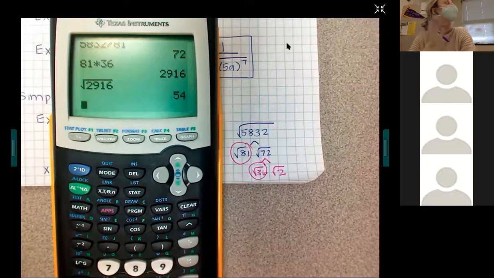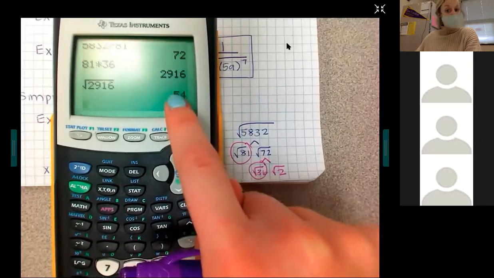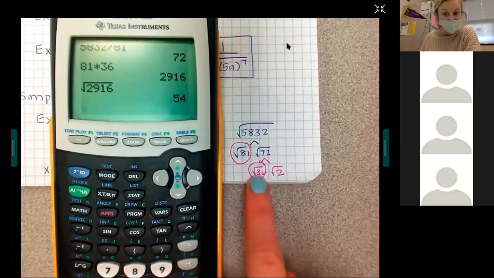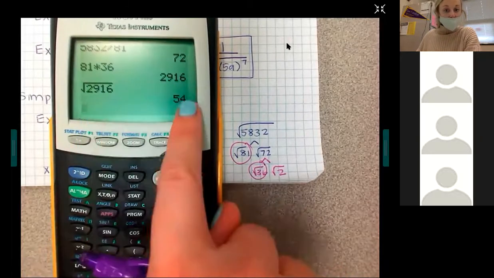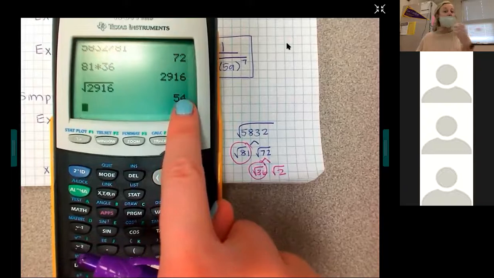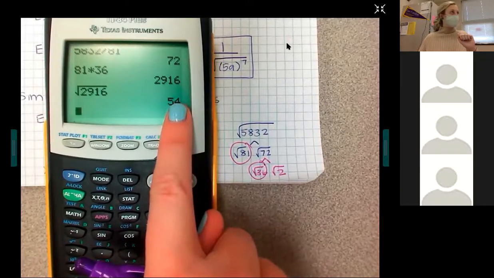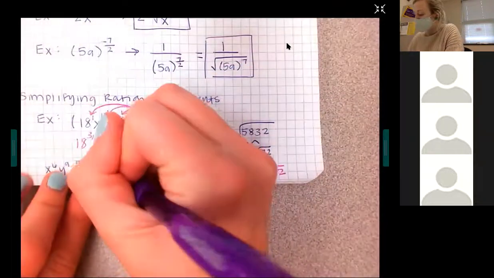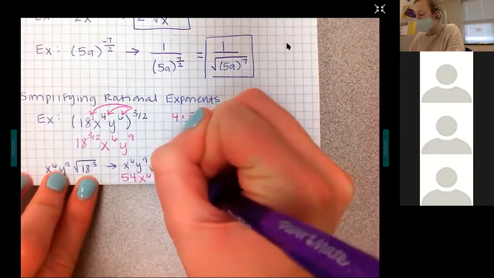So what can we take out? Not a 2. Can't do square root of 2. 54. People at home, you can take out a 54, right? Because we just said 81 times 36 is 2,916. If you take the square root of that, it's a whole 54. So I can take out a 54. What's going to be left? Look at what's not circled. 2. Good. So this would simplify to 54, x to the 6th, y to the 9th, square root of 2.